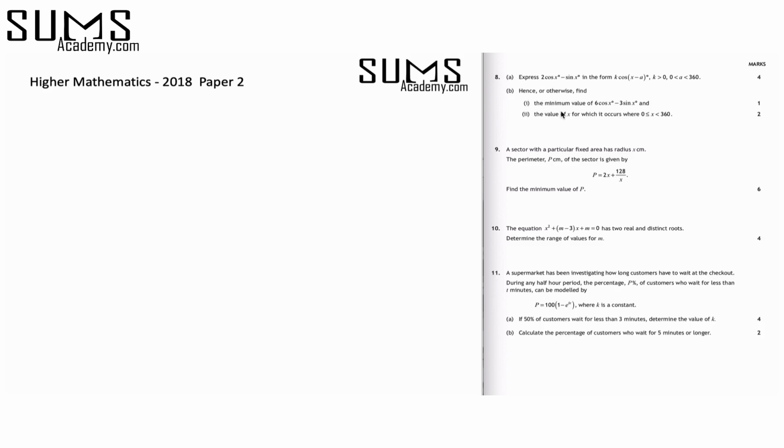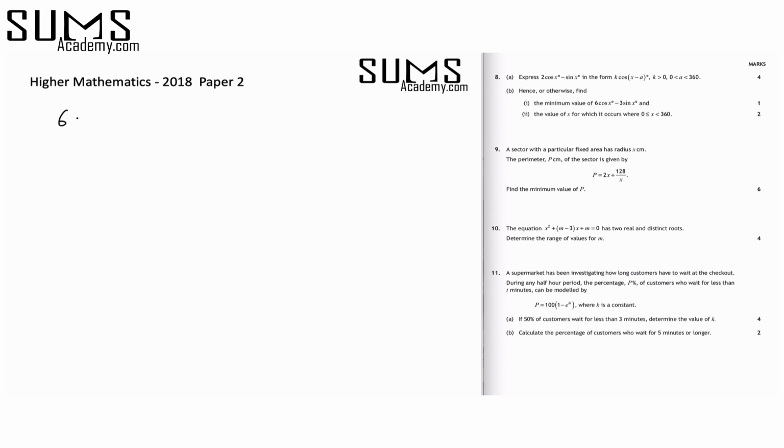So now on to question B. Hence or otherwise find the minimum value of 6 cos x minus 3 sine x. Okay, so this is one of the questions where we need to be thinking back to your answer from part A. So what is our answer? So we'll write down the question first.